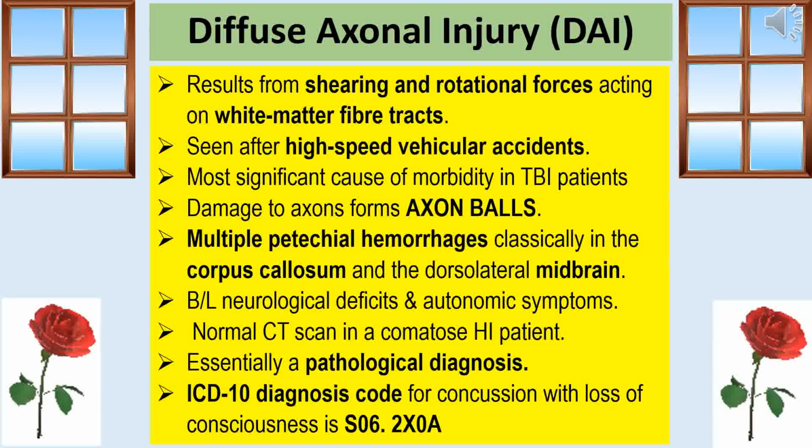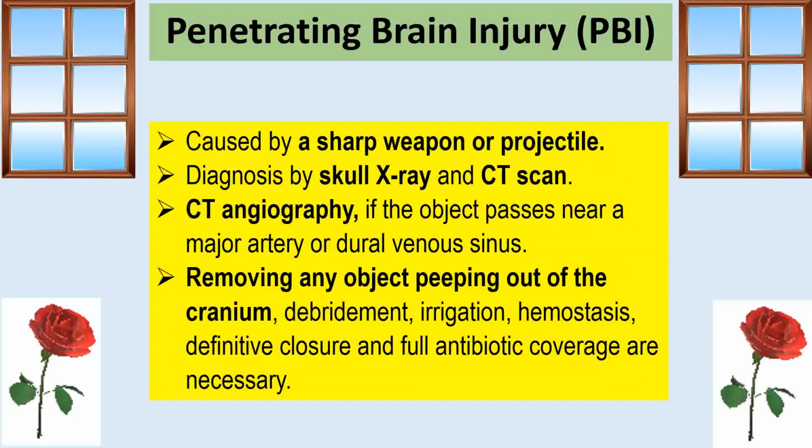It is especially a pathological diagnosis made post-mortem. The CT head often appears normal. A normal CT scan in a comatose head injury patient is a classical finding in diffuse axonal injury. Magnetic resonance imaging is the study of choice in diagnosing diffuse axonal injury. The ICD-10 diagnosis code for diffuse traumatic brain injury is S06.2X0A.